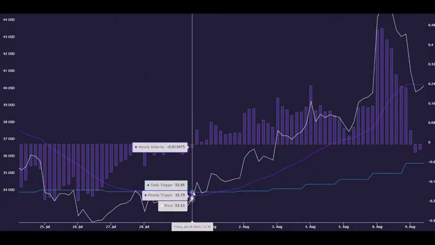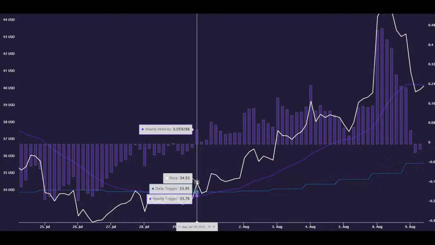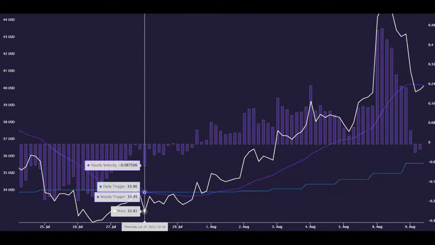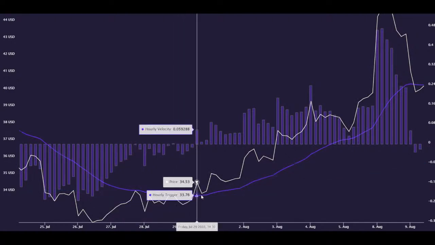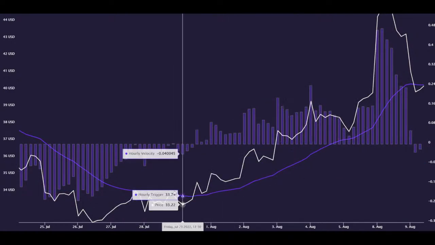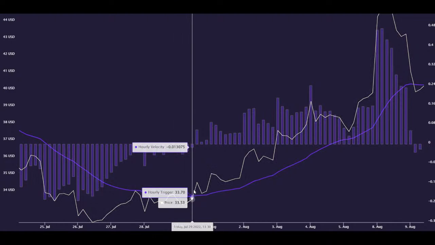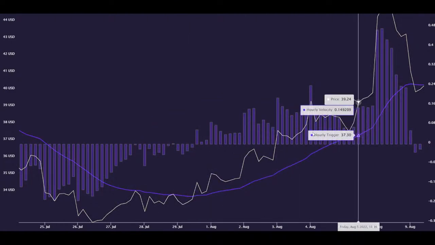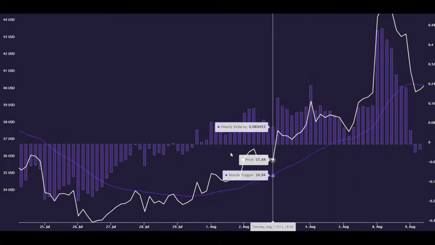So here's where price moved above the hourly trigger, and we're going to enter right here at 34.53. Actually, the hourly trigger is at 33.70, so as soon as price moves to 33.80, we're in. Now let's remove the daily trigger, and now our stop loss is right under the hourly trigger. So we would have entered on the break above, and then this entire move, we wouldn't have gotten stopped out once. So, you get it?